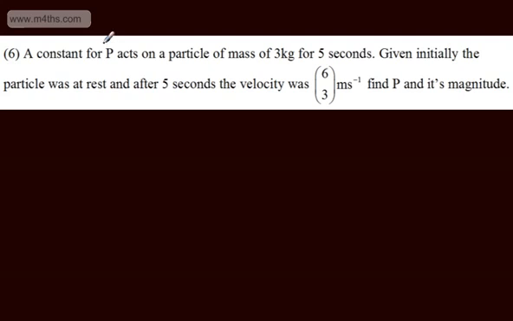A constant force P acts on a particle of mass 3 kilograms for 5 seconds. Given initially the particle was at rest, and after 5 seconds the velocity was now 6.3 meters per second, find P and its magnitude. Okay, so let's go back to solve that now.